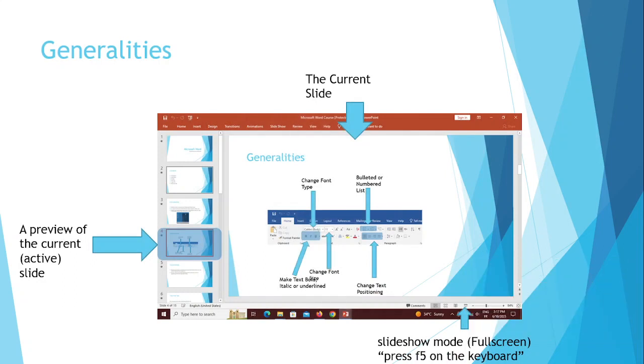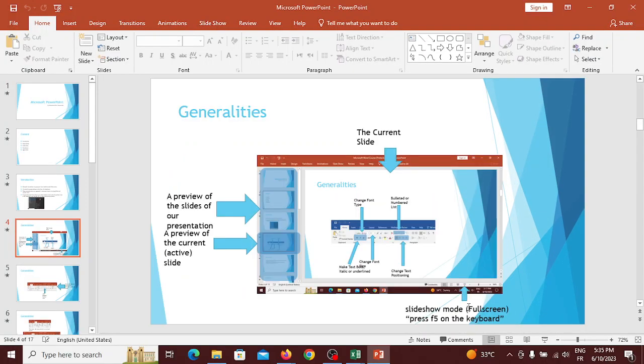Here, if you notice this arrow right here, if you click on this tiny little icon in the bottom, you pass to slideshow mode, the one you're seeing right here, where the animations and transitions are played. Okay, full screen mode. You can pass to this mode by clicking on this tiny little icon here, or clicking on F5 on your keyboard.